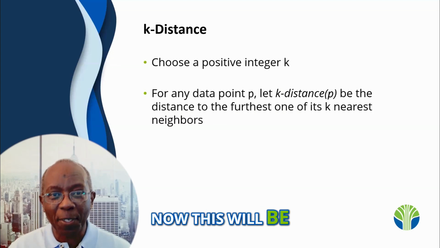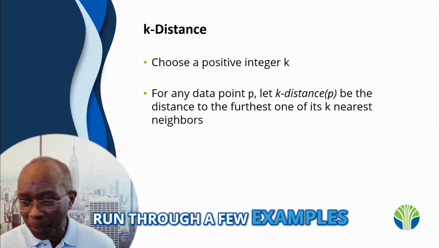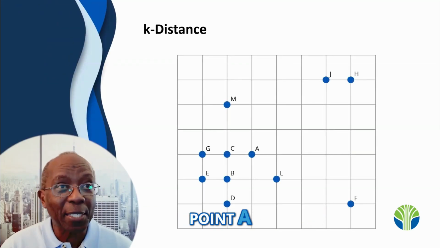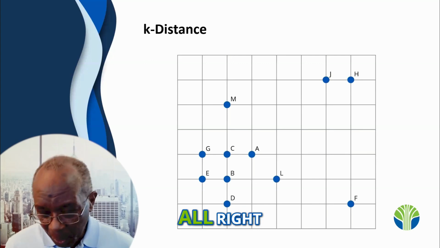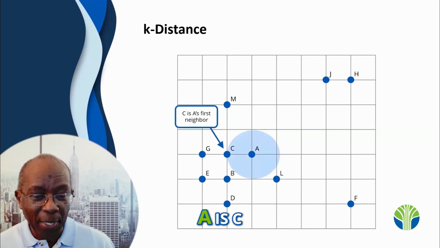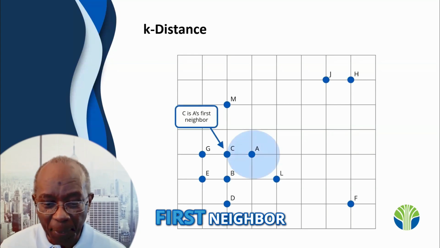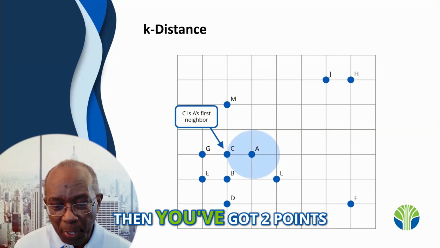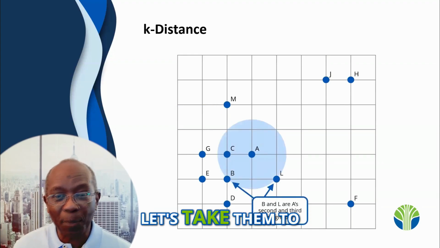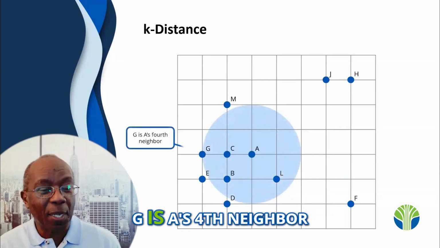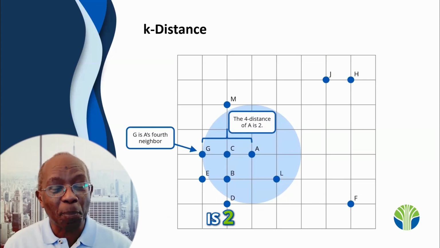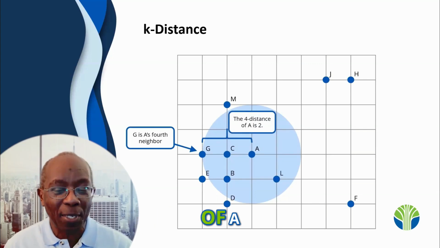Now, this will be even clearer if we run through a few examples. So why don't we set up a little example? Let's consider the point A. And remember we said that k is going to be 4. If we have the point A, then the closest point to A is C. So C is the first neighbor. It's distance 1 from A. Then you've got 2 points that are second, so you've got B and L. Let's take them to be the second and third neighbors. G is A's fourth neighbor, and the distance of G from A is 2. So we shall say that the 4 distance of A is 2.